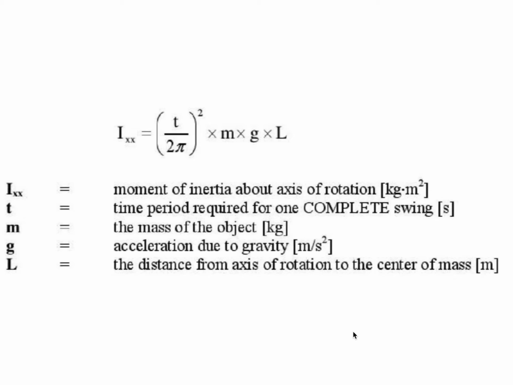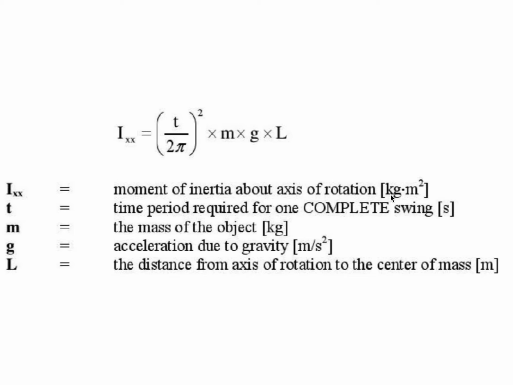So, to calculate the moment of inertia of a real-world object, which is usually irregular, this is one of the methods we can use. So this is the equation. Let's take a look at each component of it. Ixx is basically the moment of inertia we want to know. So it's the moment of inertia about the axis of rotation.